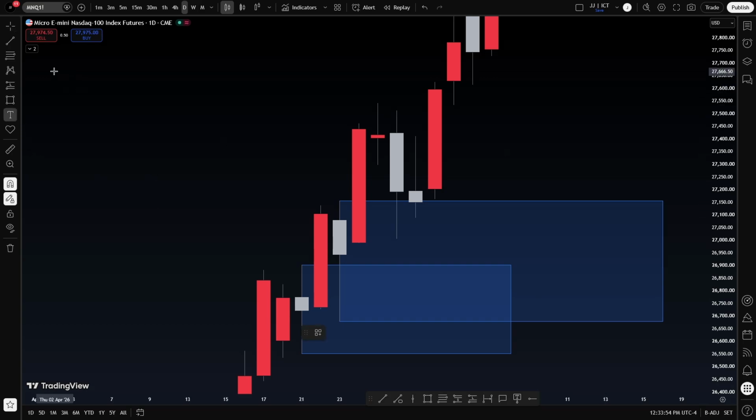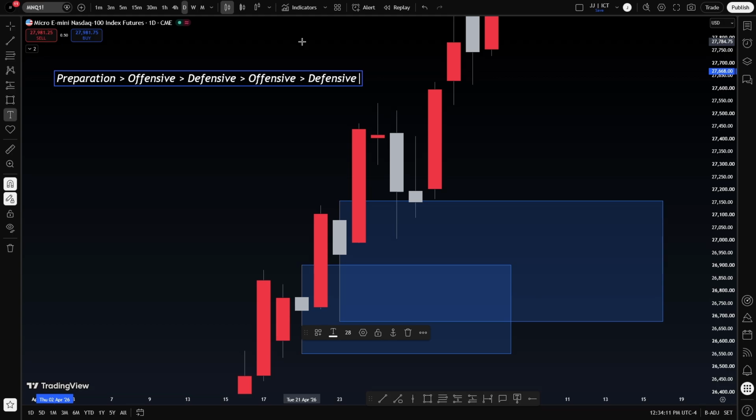Let me just write it down for you so you can visually see it. Preparation to offensive, to defensive, to offensive, to defensive, to offensive. Okay, understood? And then it'll likely end off with defensive because defensive is the one that actually indicates that the run or the narrative is about to end.